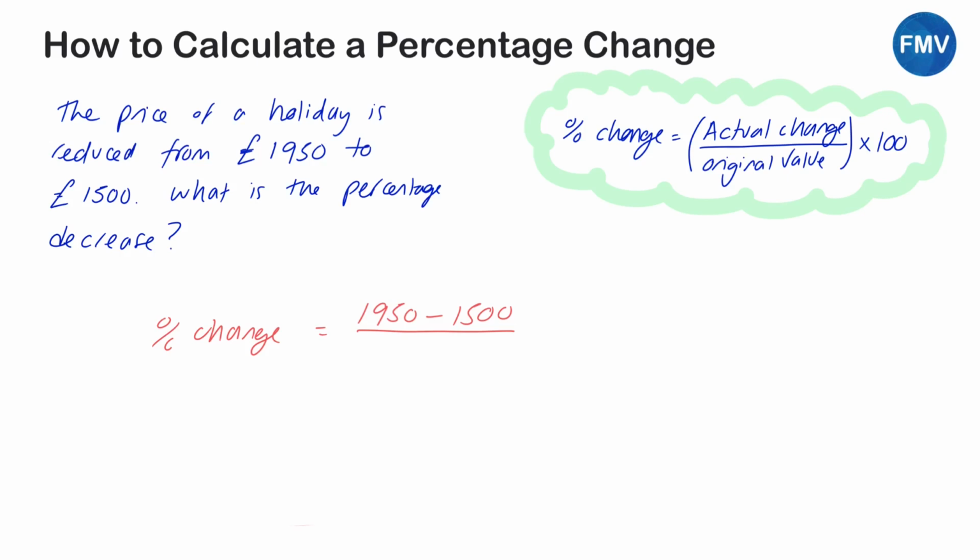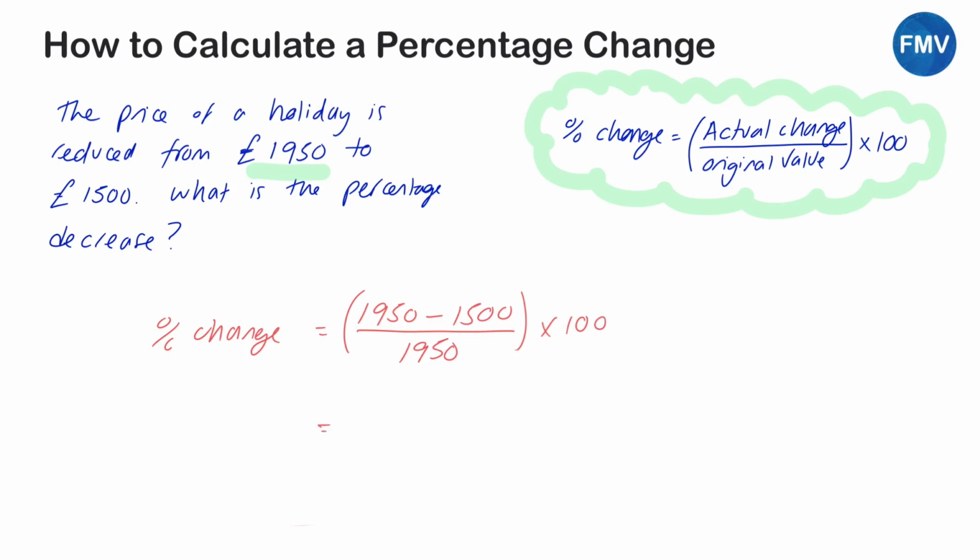It's this bit that causes people problems, actually. A lot of people tend to think that the lowest amount is the original amount. That's not always the case. The original amount is the amount you start with. So in our case, we are starting with £1,950. So our original amount is 1,950. We multiply that by 100 and we get our percentage.